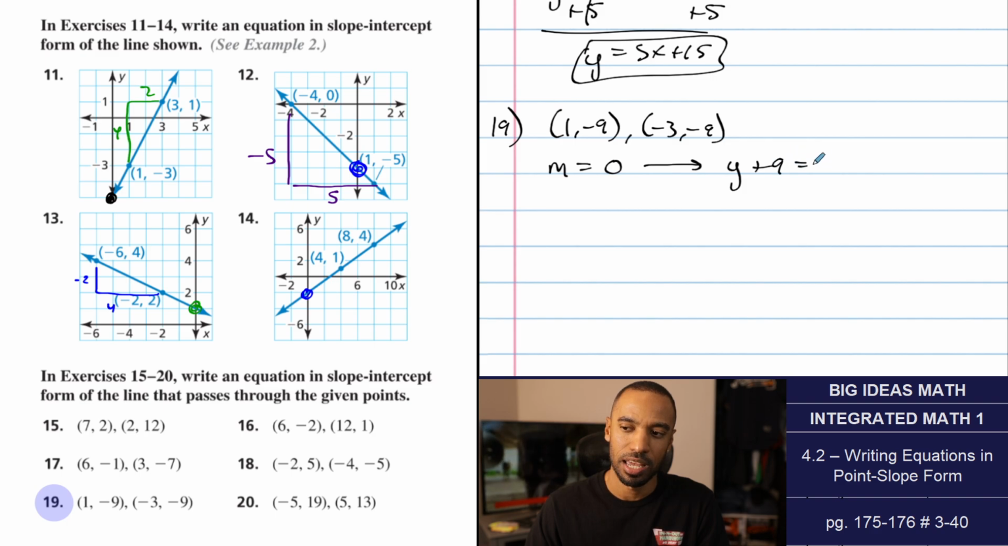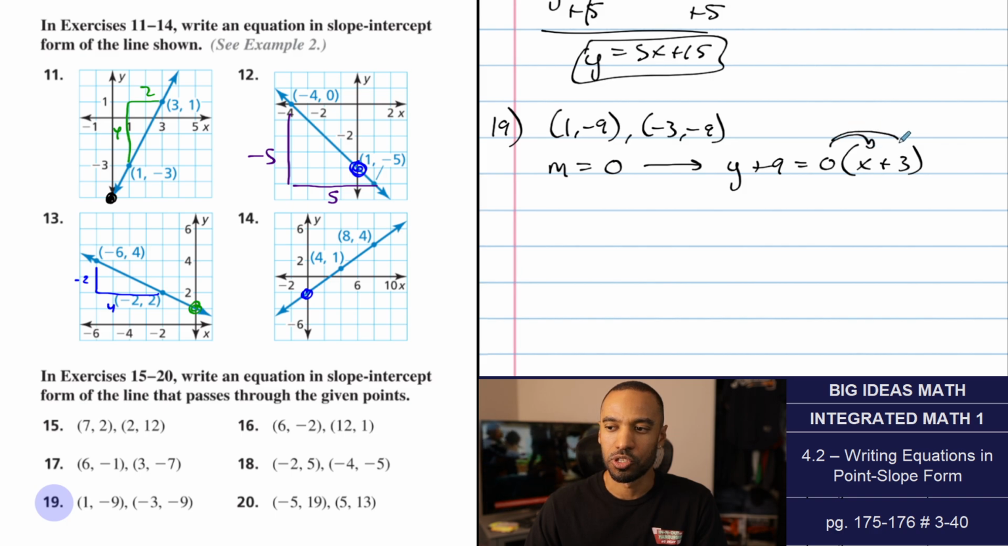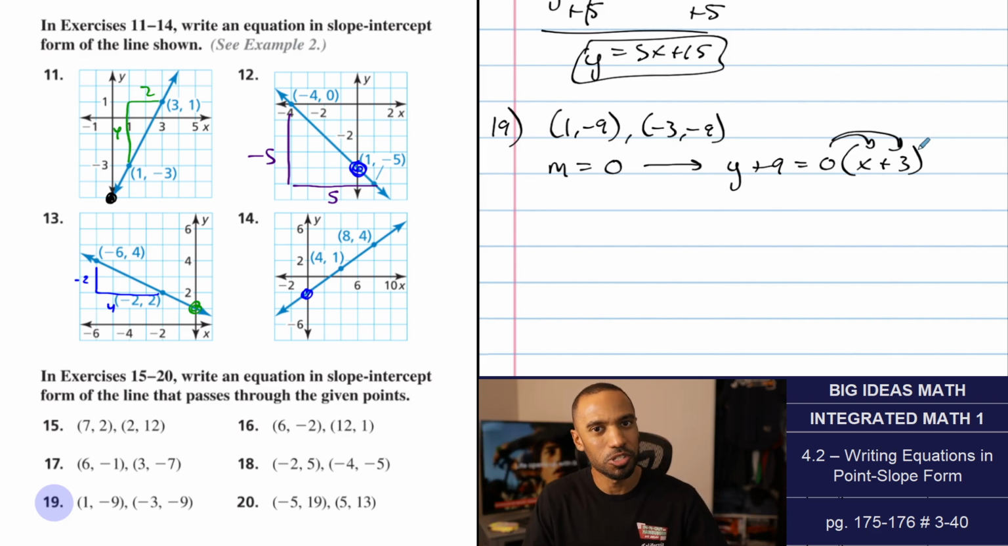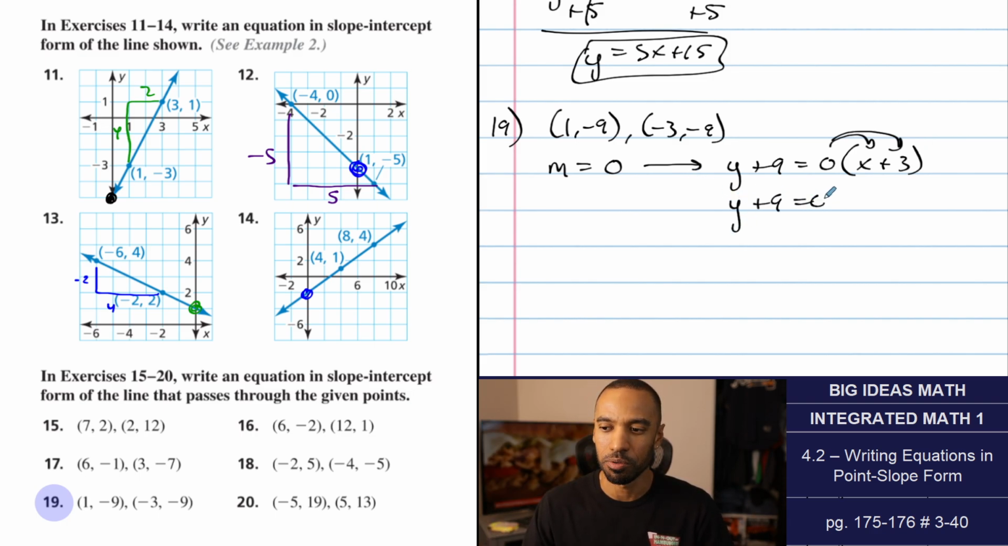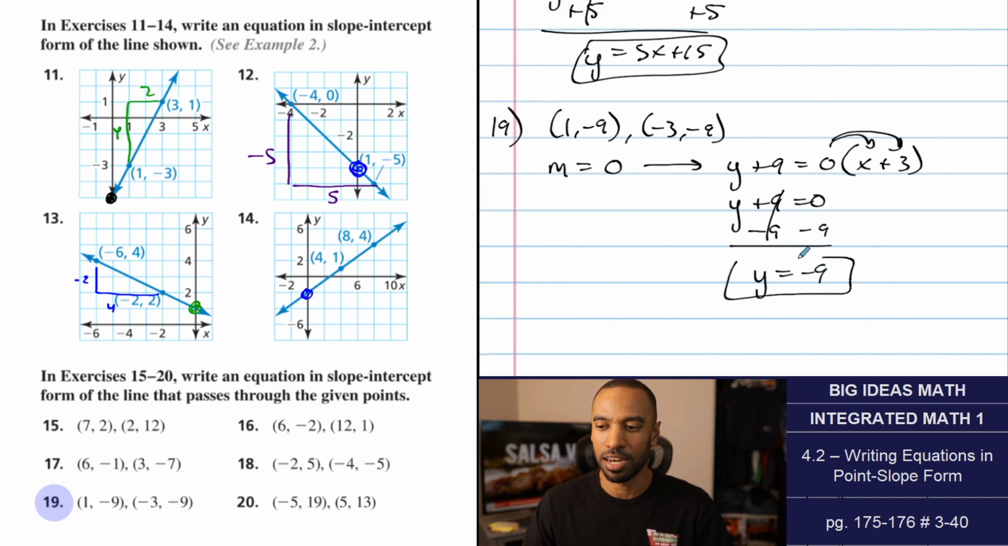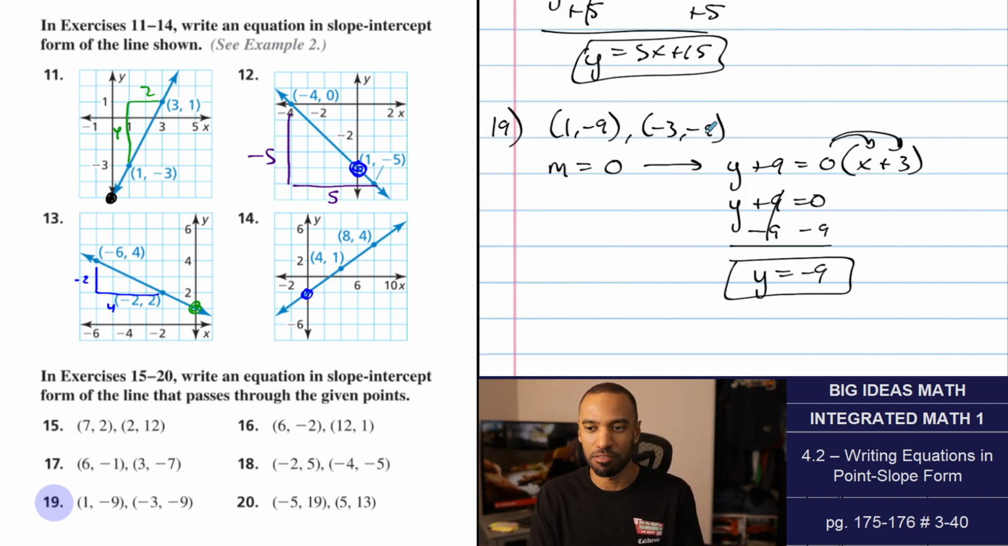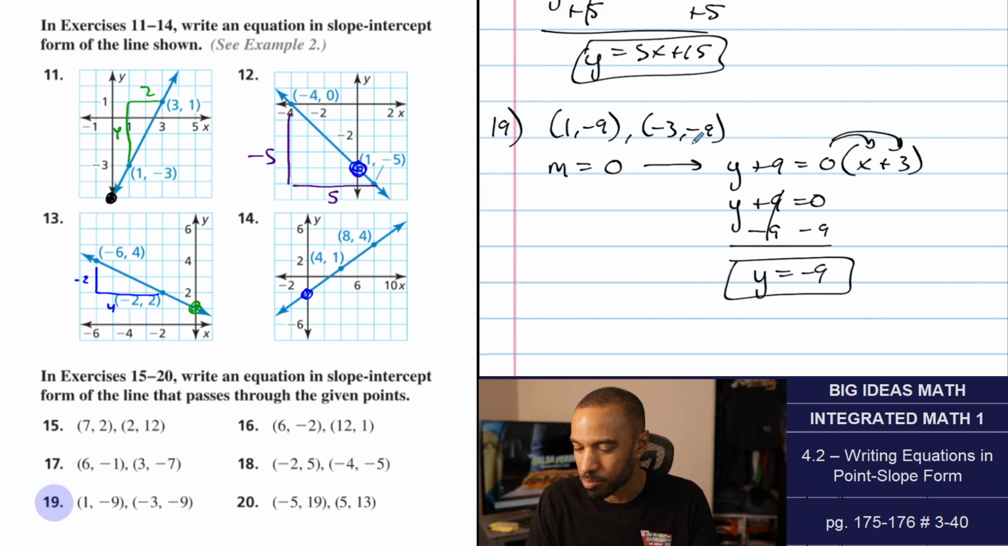y plus 9 equals m times x plus 3. Distribute 0. Who am I kidding, guys? We're multiplying 0 by a quantity. What does that become? It becomes 0, right? This is y plus 9 equals 0. Let's subtract 9 from both sides. This is overkill. y equals negative 9. We should have known that from the jump, right? y equals negative 9. Hey, y is never going to change. It's been negative 9 from the very beginning. But point slope form still confirms it, right? Even if I chose y plus 9 equals 0 times x minus 1, the x minus 1 still cancels. 0 still nullifies it. So there's that.